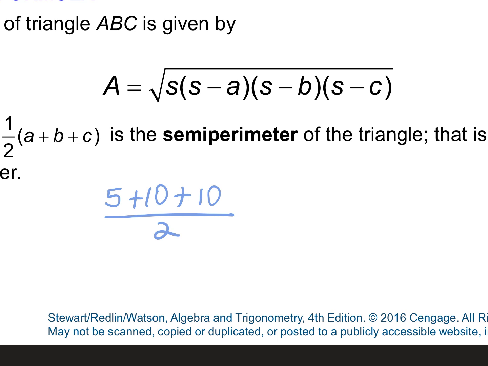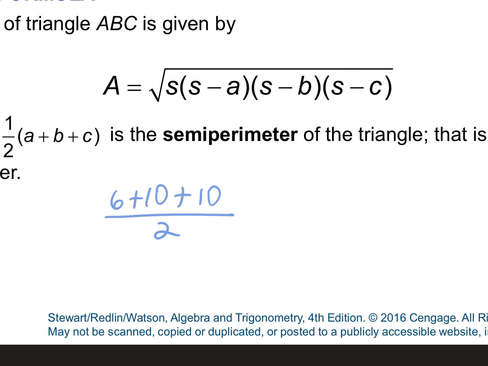Now change this to a 6. Exactly how it appears on my screen, I want you to plug in your calculator. 6 plus 10, do it exactly how you see it. 6 plus 10 plus 10, and then hit divided by 2. And what is your answer?